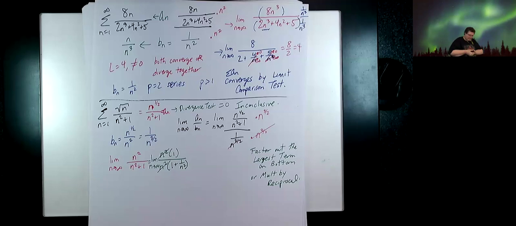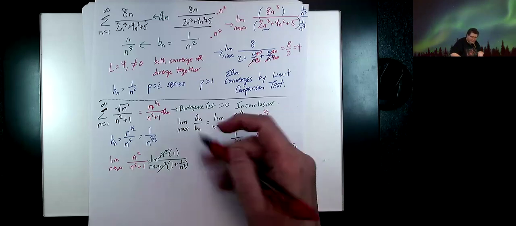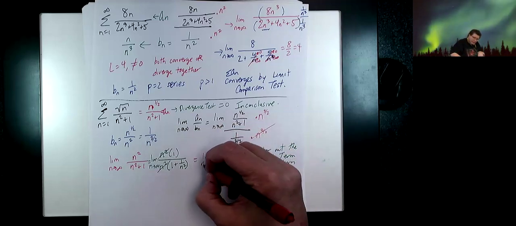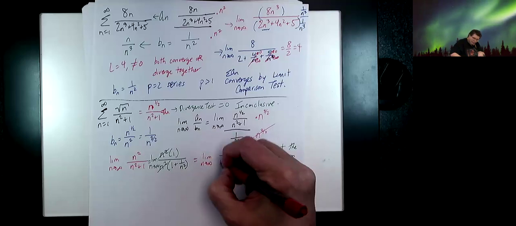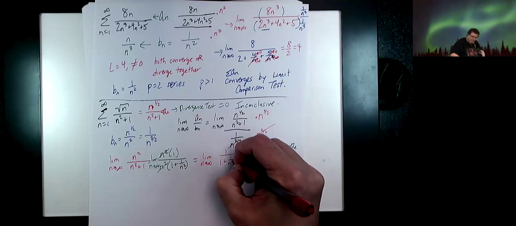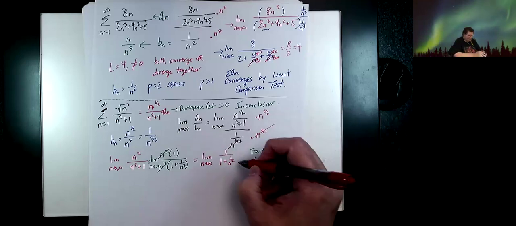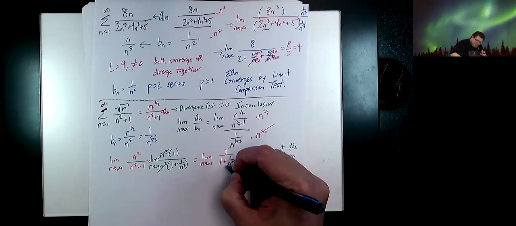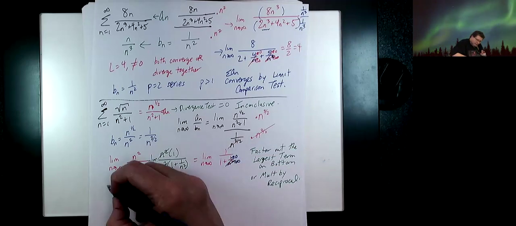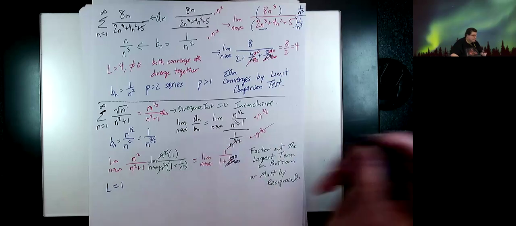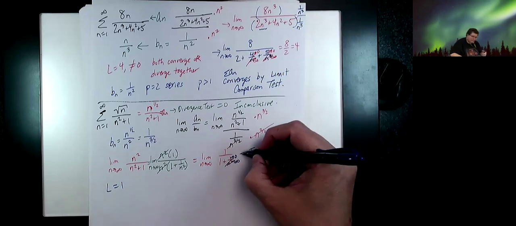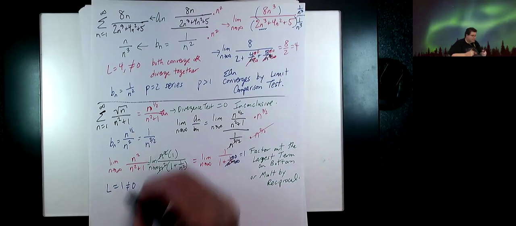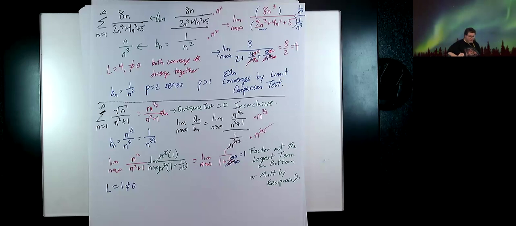Either way, we get the limit as n goes to infinity of 1 over 1 plus 1 over n squared. N squared goes to infinity, so this goes to 0. And our limit equals 1, which does not equal 0, so they converge or diverge together.